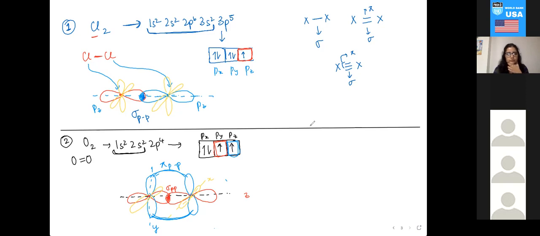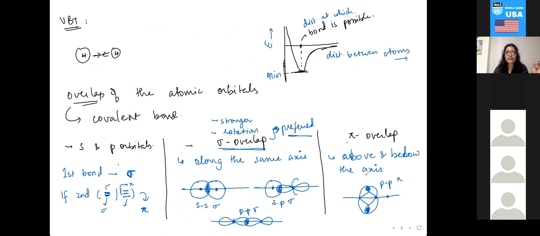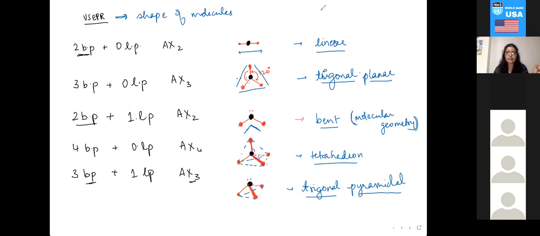In VSEPR, if we have a double or a triple bond, do we count that as one bond, or two bonds, three bonds? In VSEPR you count it as a single bond. So when you have a double or a triple bond, that is considered as a single super bond.